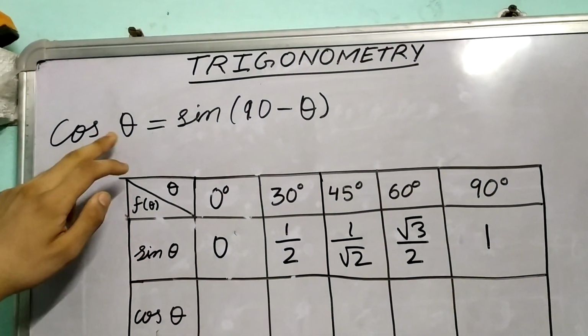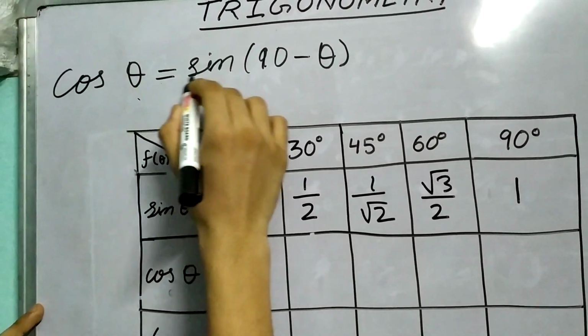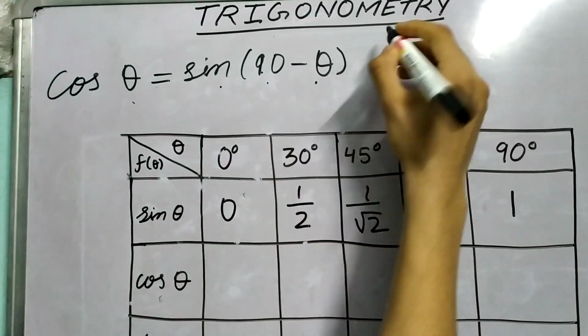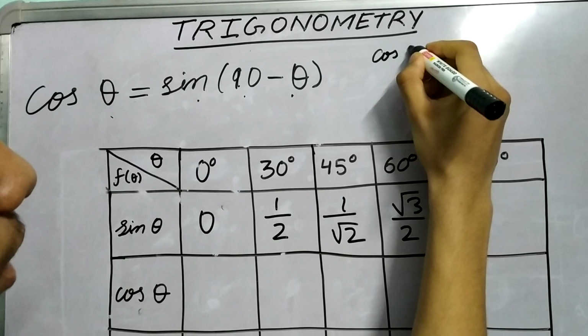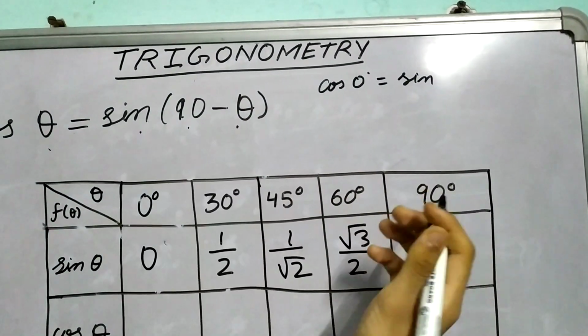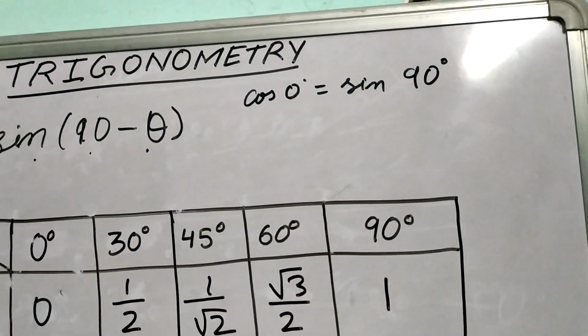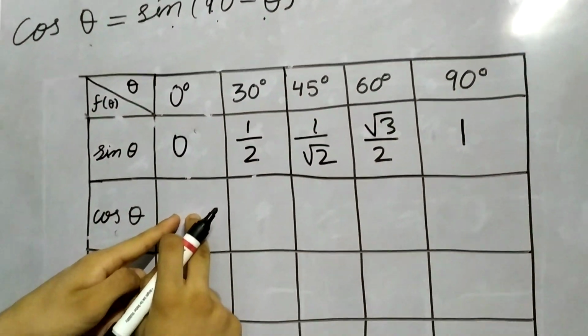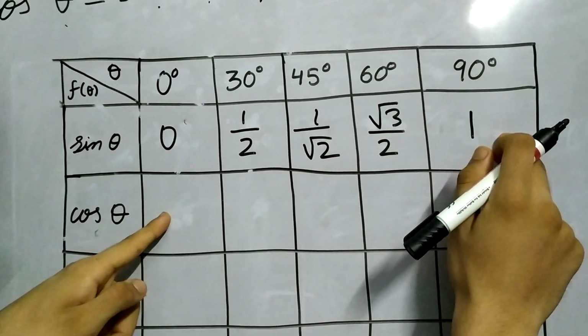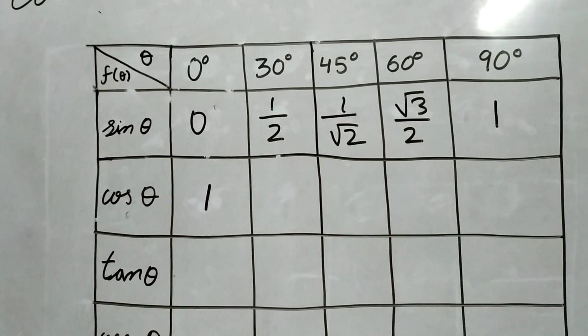So what if we put 0 instead of theta, right? So cos 0 degree will be sine 90 minus 0. Let me just write this down. So cos 0 degree will be sine 90 minus 0. But what is 90 minus 0? It's 90, right? So cos of this angle theta will be sine of 90. So we can just write it down as 1. Okay, these two are same.